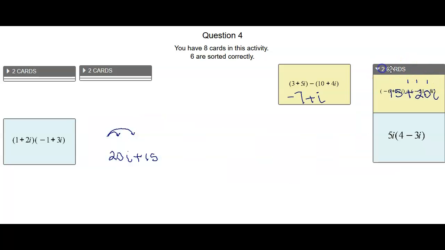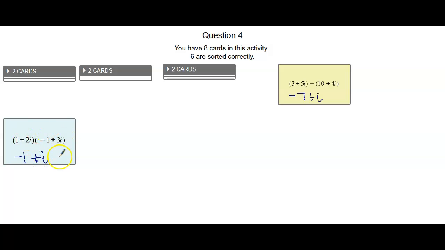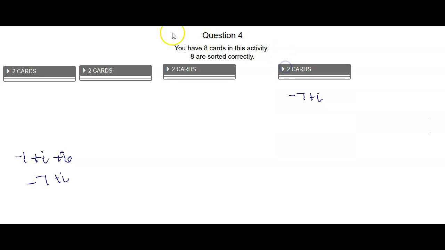So we're going to put these two cards together, which should mean that these last two cards would go together as well. So remember, this was -7 plus i. And this one we have distributive property. So if you wanted to do the area model for this one, this would be -1. And then you've got -2i plus 3i, which is plus i. And then you have 2i times 3i, which is positive 6i squared, but that changes this to a negative. So you have -1 plus -6 is -7 plus i. And so we know that these two expressions are equivalent. And now we have all of our cards sorted correctly.